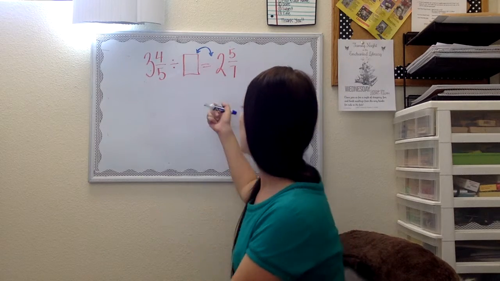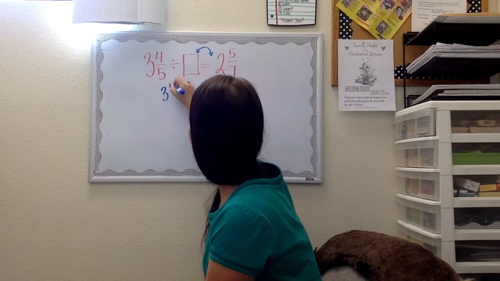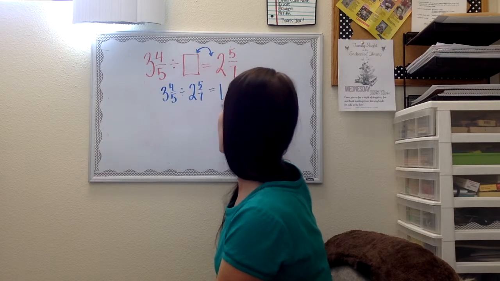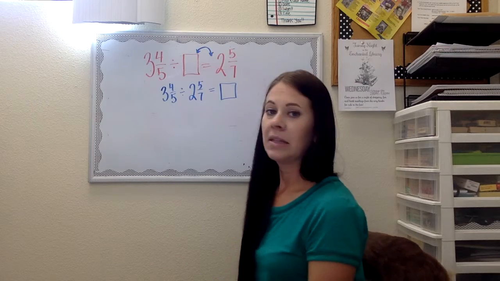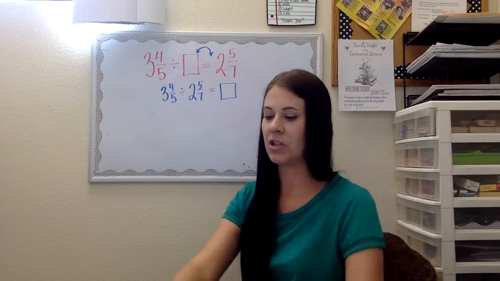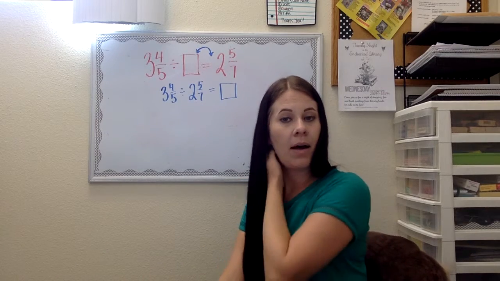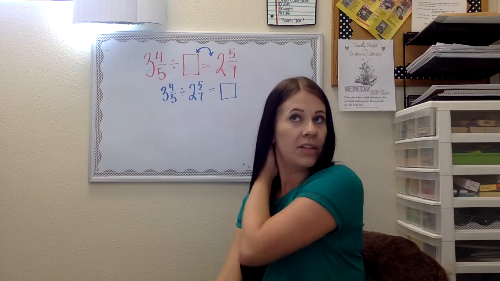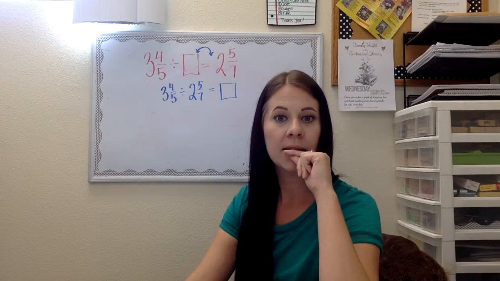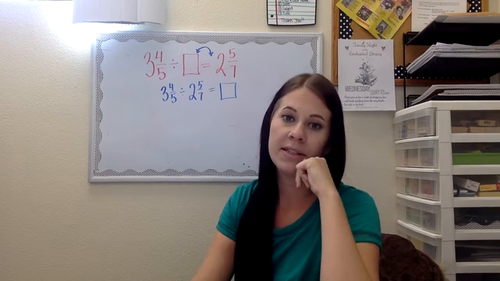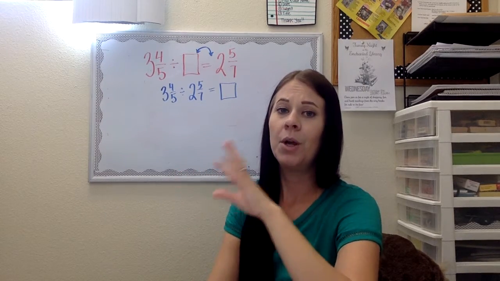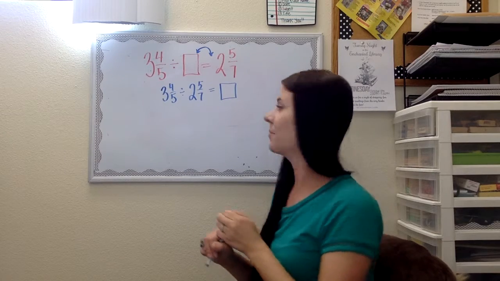Okay, so we're going to write 3 and 4/5 divided by 2 and 5/7 to give us our missing number. Step 1, improper fractions. We have to start with improper fractions. I know there are other ways to do this, but I'm trying really hard to set you up for math that you're going to need in the very near future. So please use improper fractions, okay?